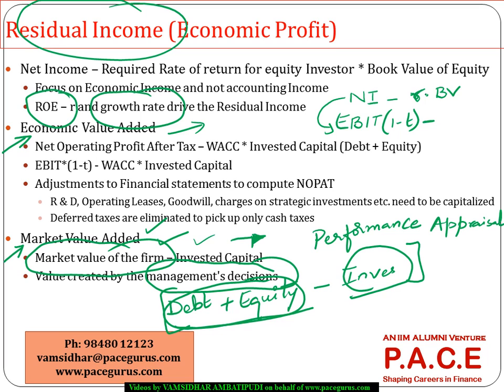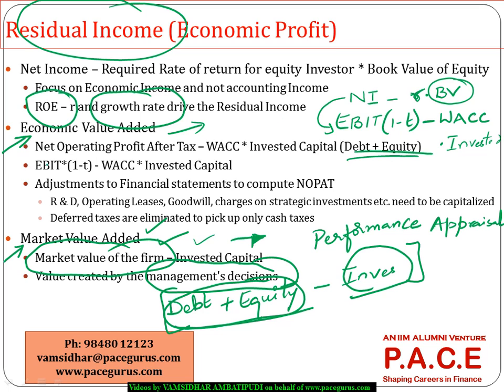So R is the required rate of return by the equity investors. Now when I take the firm-based investors, then R is the same as the weighted average cost of capital. And when I am looking at book value, this book value is of equity. I take it to the firm level. This is equal to the invested capital, which is nothing but the summation of debt and equity.